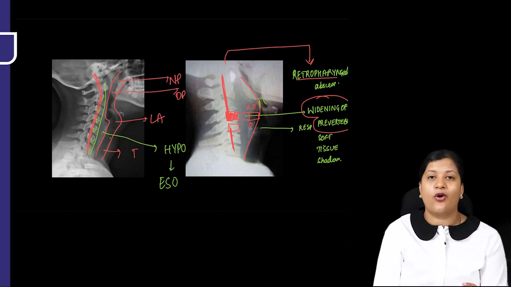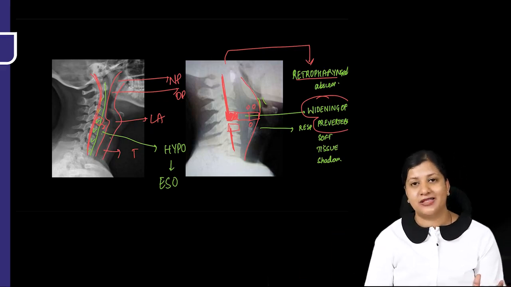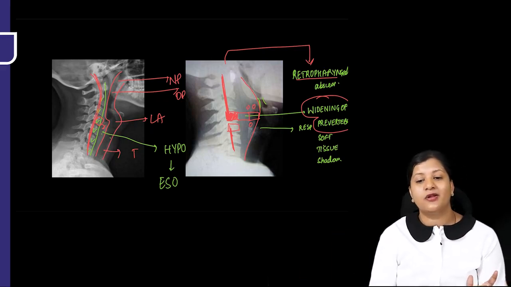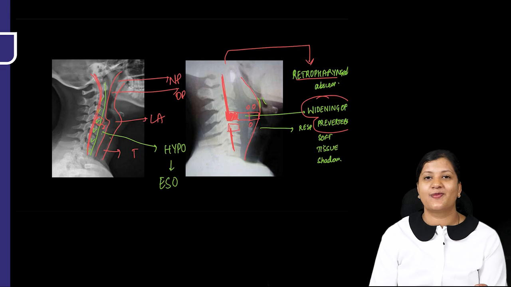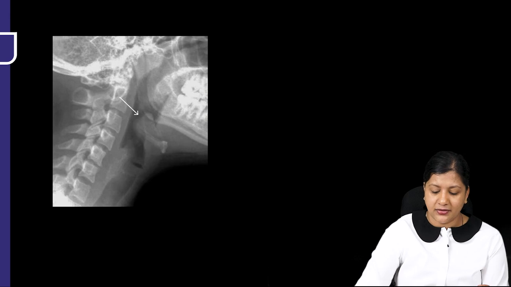Normally you don't see all of that. You will see that the prevertebral soft tissue shadow is less than the size of the body of vertebra. There will be a cervical lordosis or a curvature, and there will be no air bubbles. But if there is widening of the prevertebral soft tissue shadow and you see air bubbles and you see that there is straightening of the cervical spine, it must prompt you that it is a retropharyngeal abscess. Let us see a common sign which is repeated very commonly in the examination.